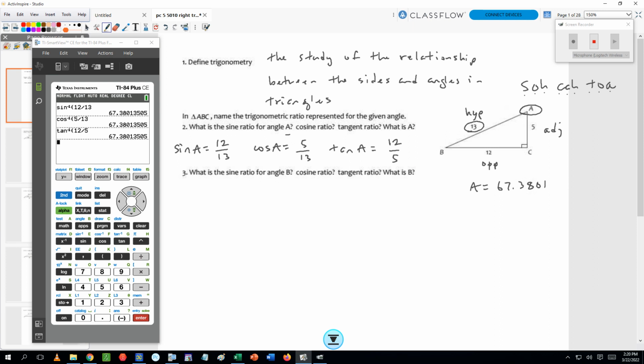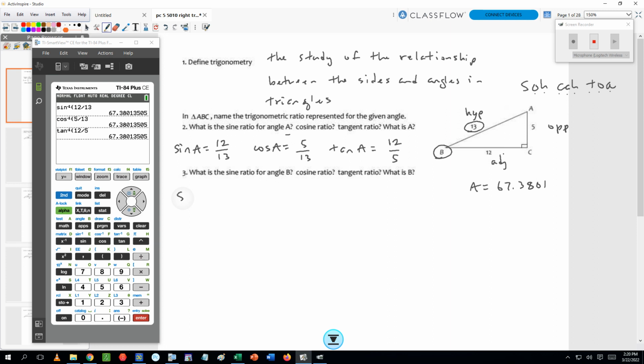What is the sine ratio of B, cosine, and tangent ratio? Now, if your angle changes, then your point of view changes. Now, all of a sudden, 13 is still your hypotenuse. The 5 is the opposite, and the 12 is the adjacent.